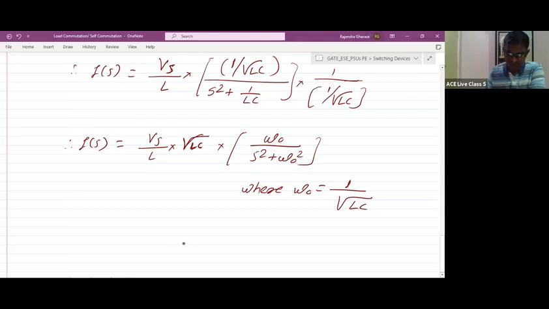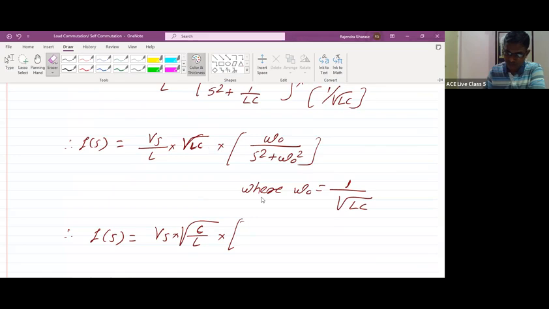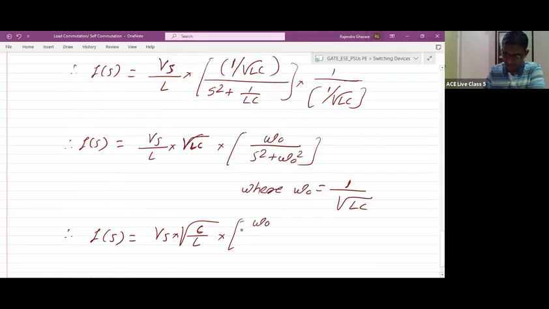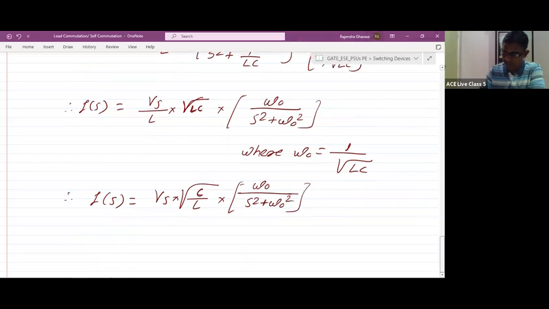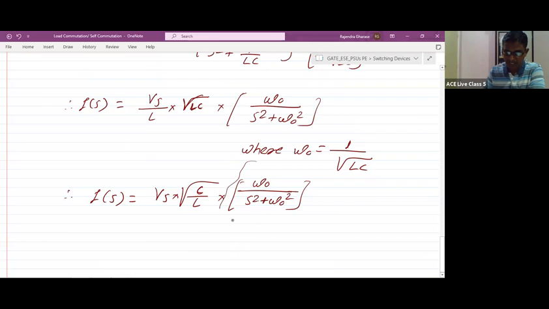Next, you can check VS by L here, and here it is root LC. L is nothing but root L into root L, so one root L will get cancelled out. Therefore I of s is equal to VS into under root C by L into omega 0 upon s square plus omega 0 square. Now can we take the Laplace inverse? What is the Laplace inverse of this term? It is sine of omega 0 t. Yes or no?